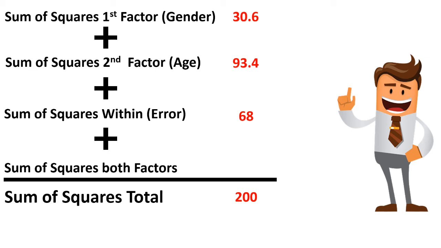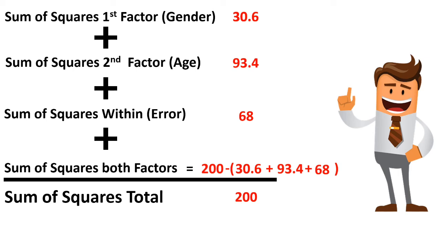Now, only the sum of squares for both factors is left. So, using algebra, we can easily get the value for this. It's actually the difference of the value of the sum of squares total, which is 200, and the sum of the other sums of squares. Like this: 200 minus 30.6 plus 93.4 plus 68.